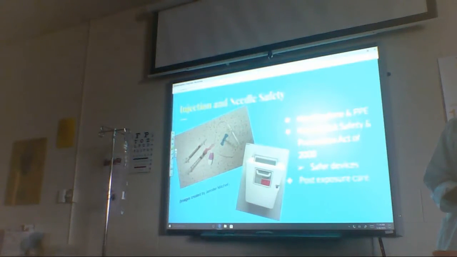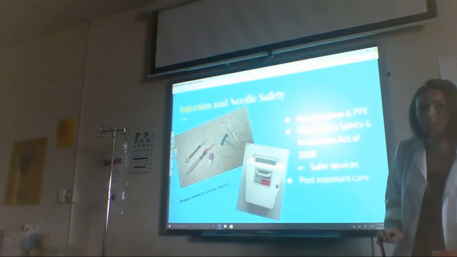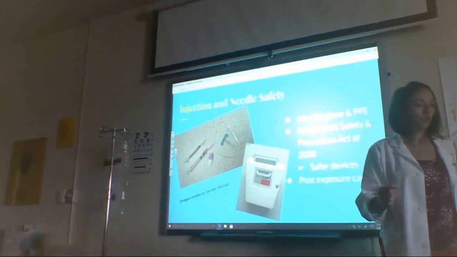And then 3% of injuries are still occurring from folks trying to recap their needles. And I think if you're ever in a situation like when you're mixing a drug and you have to recap, you're supposed to do the one-handed technique where you've got your cap on a table and you use one hand and you slide it under and scoop. Don't use your second hand.